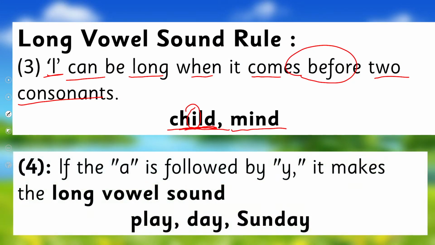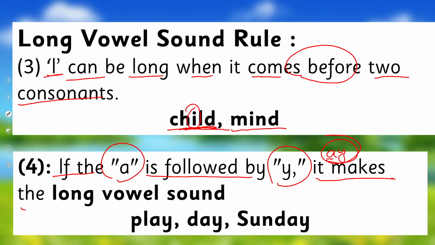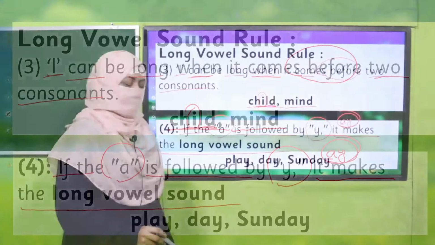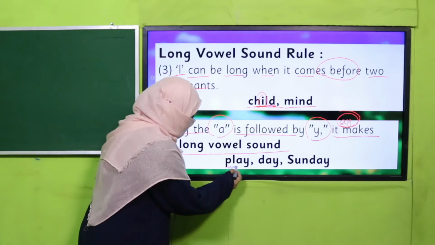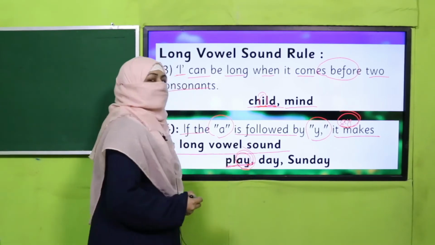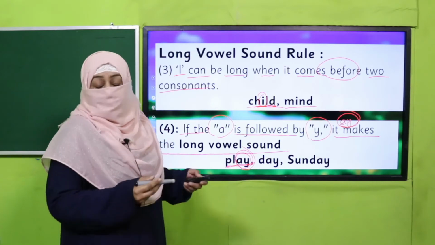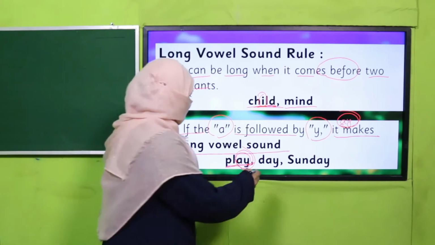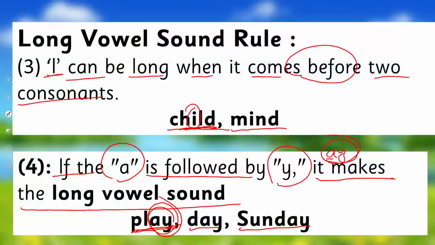The fourth rule is, if A is followed by Y. Okay, what does it mean? A and Y are coming together, A is followed by Y. What happens? It makes the long vowel sound. Okay, you see, play, play, play. You see A-Y together, it's giving a long vowel sound of A, play. Day, Sunday. Okay, so this rule applies on these words.